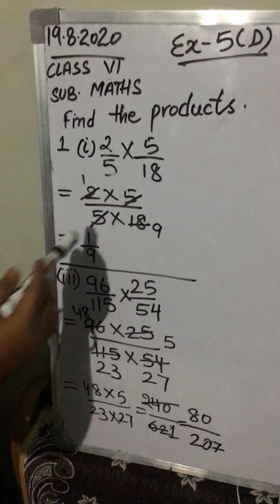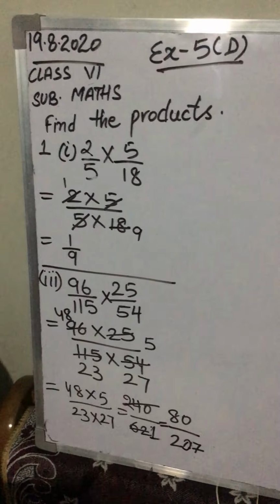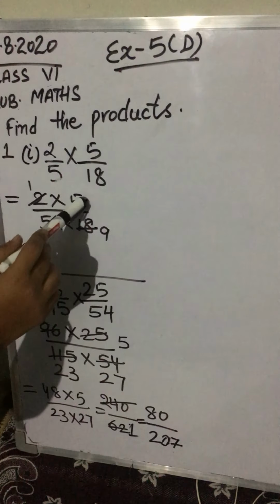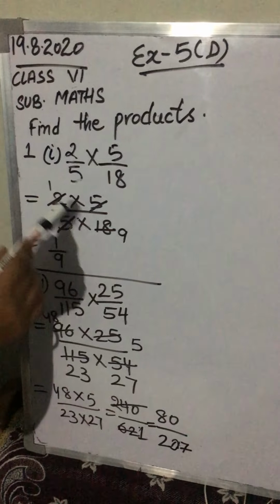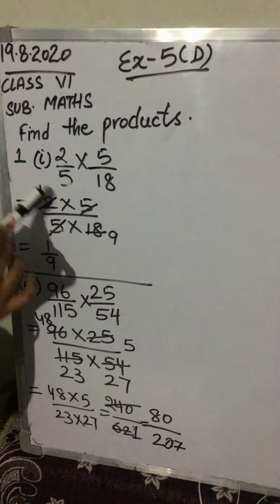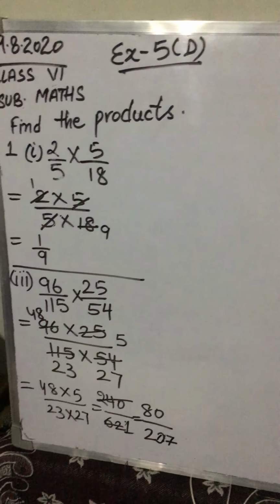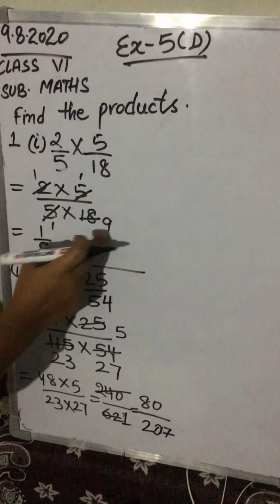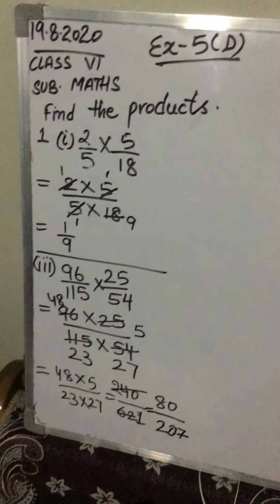Now we know that we can cancel two numbers if they are coming in the same table. So 5 gets cancelled with 5. Likewise 2 and 18 will also get cancelled. 2 1s are 2, 2 9s are 18. Now what is left in the numerator? See, 1 is left on both sides. So 1 into 1 is 1, 9 is 9. So the answer is 1 by 9, children.